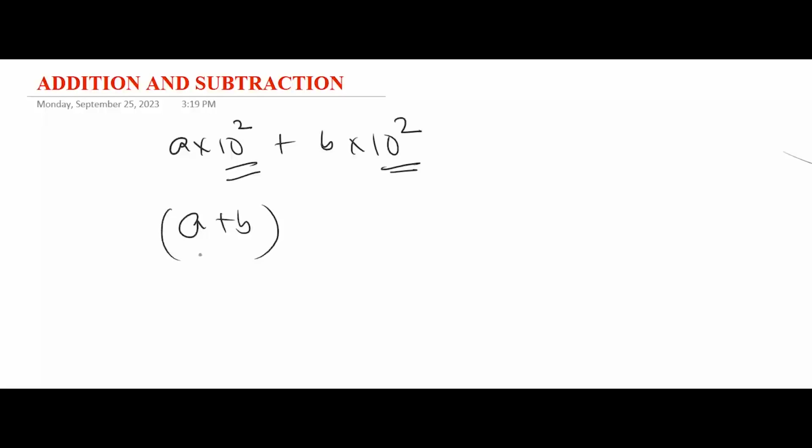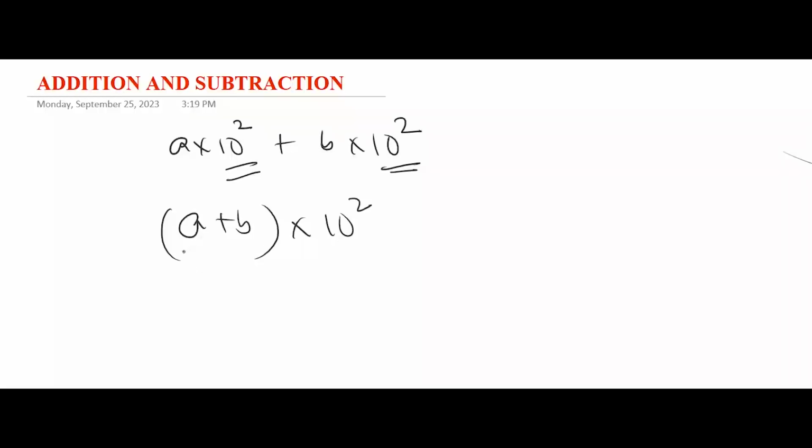Let's jump into the first example. To add two numbers in standard form, you must ensure that they are raised to the same power of 10. Take for instance, you have a times 10 to the power of 2, then add b times 10 to the power of 2. So you must ensure that the two numbers are raised to the same power of 10, so you can easily add the two numbers. You can easily say a add b multiplied by 10 to the power of 2. Okay, so that will be the end of the solution.